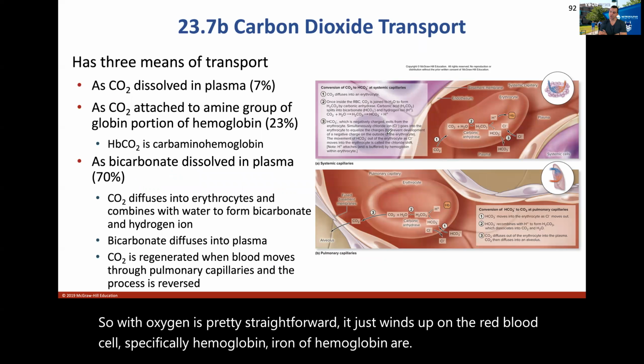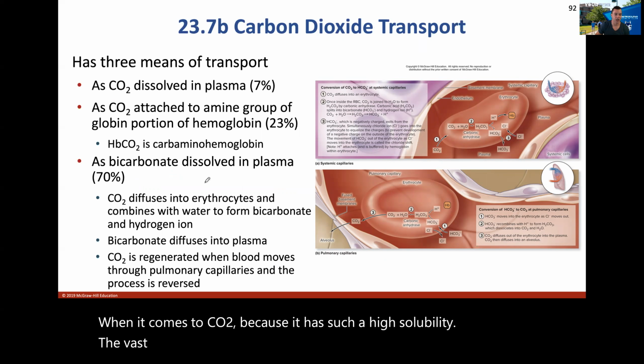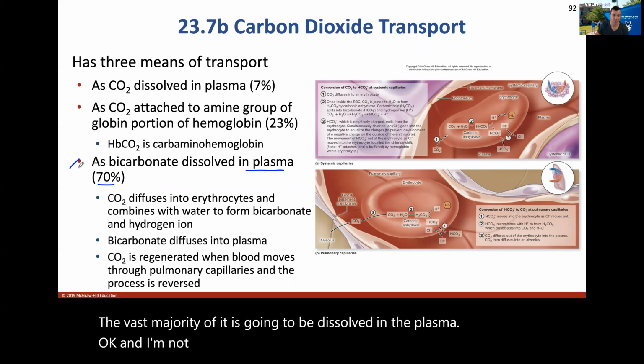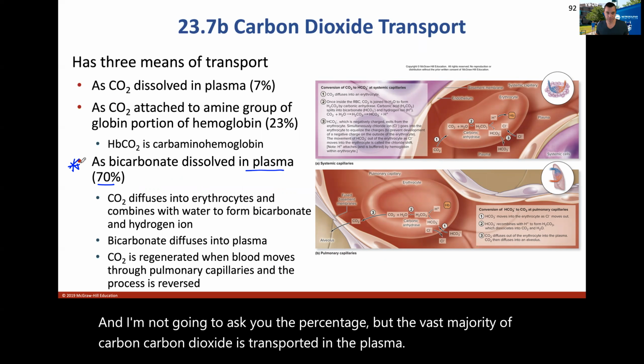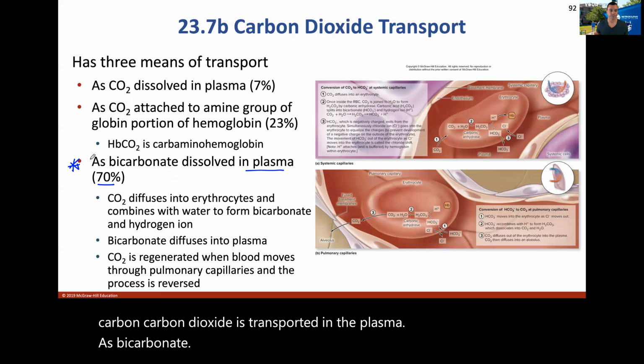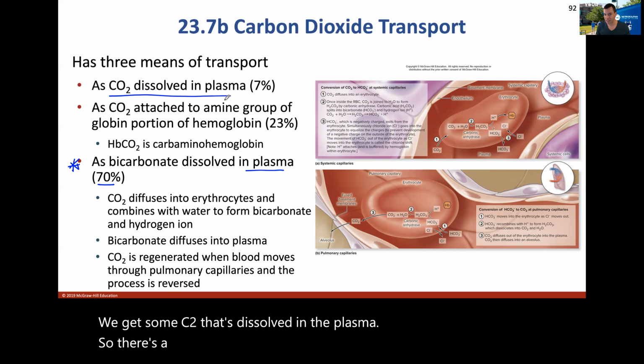When it comes to CO2, because it has such a high solubility, the vast majority of it is going to be dissolved in the plasma. Okay? And I'm not going to ask you the percentage, but the vast majority of carbon dioxide is transported in the plasma as bicarbonate. We get some CO2 that's dissolved in the plasma. So there's a whole lot of this going into the plasma, right?